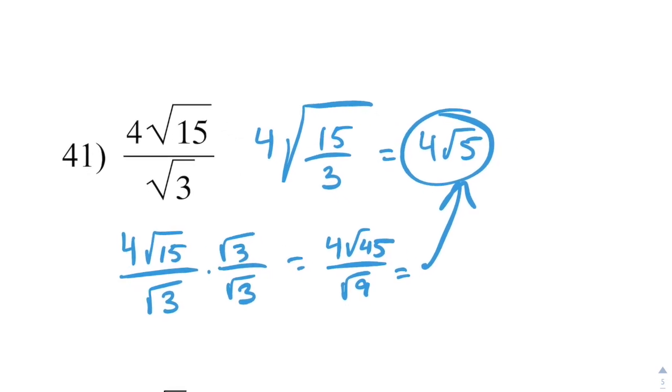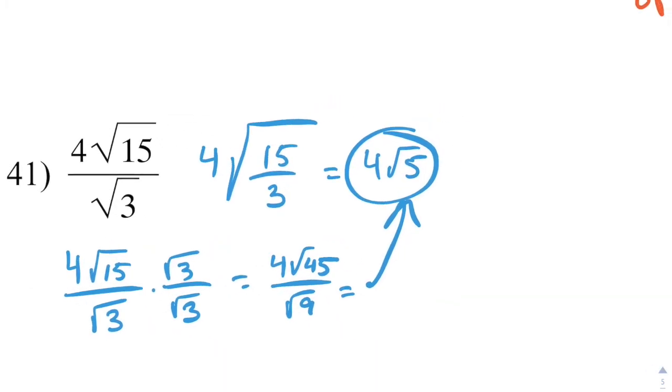This one I chose to write under the same radical. Here's what's really cool. If you write something under the same radical, you immediately, what's 15 divided by 3? 15 divided by 3 is 5. So the square root of 15 over the square root of 3 is the same thing as the square root of 15 over 3, which ends up being the square root of 5.